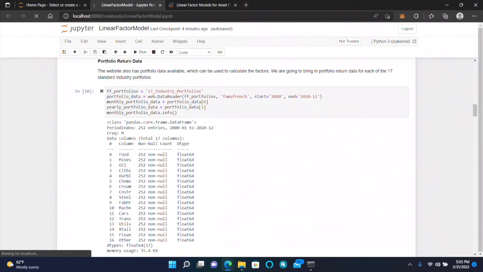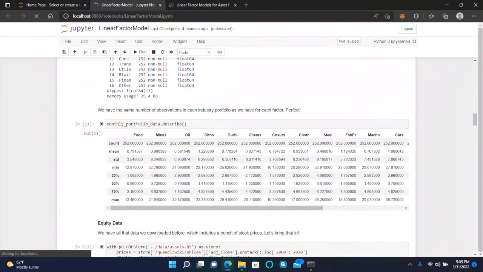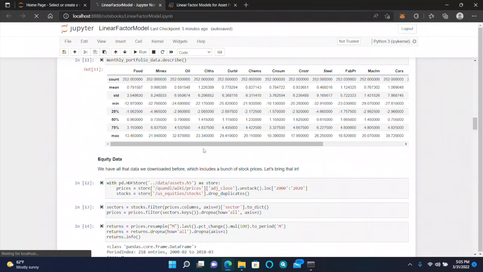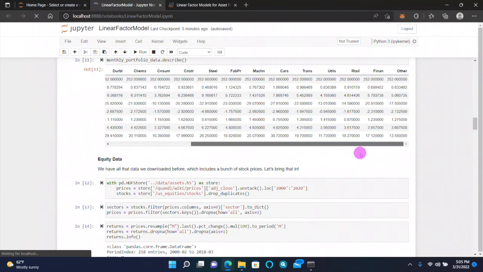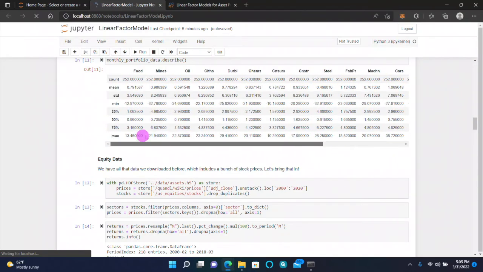Now we will need portfolio return data, which is also available on Kenneth French's website. And we're going to get returns for 17 different industries. You can see what those are here: food, mines, oil, clothes, durable goods, and so on. And we'll just look at a description of that real quick. Not a whole lot to talk about there.